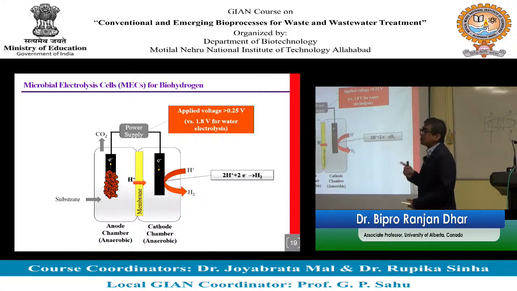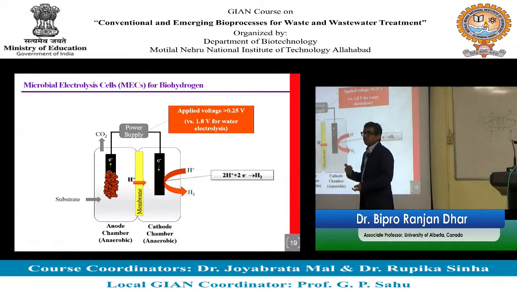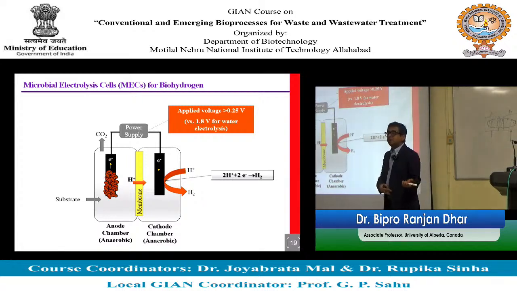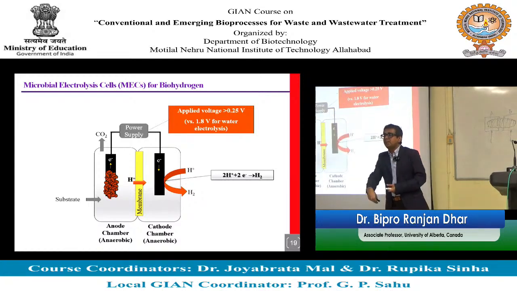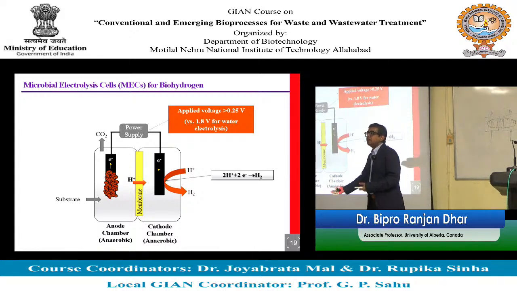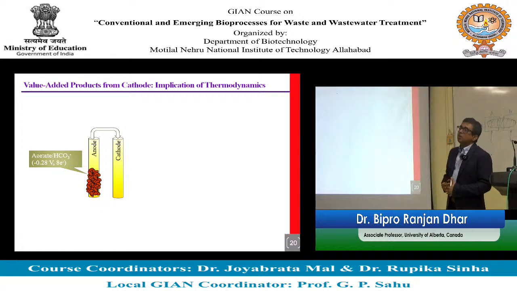And you also have to remember that at the same time you are treating your waste and wastewater, right? So we are actually getting a dual benefit. We are treating our wastewater, extracting some energy or electrons, and at the same time you are providing some additional electrons to get biohydrogen. But why do we need to apply voltage there?